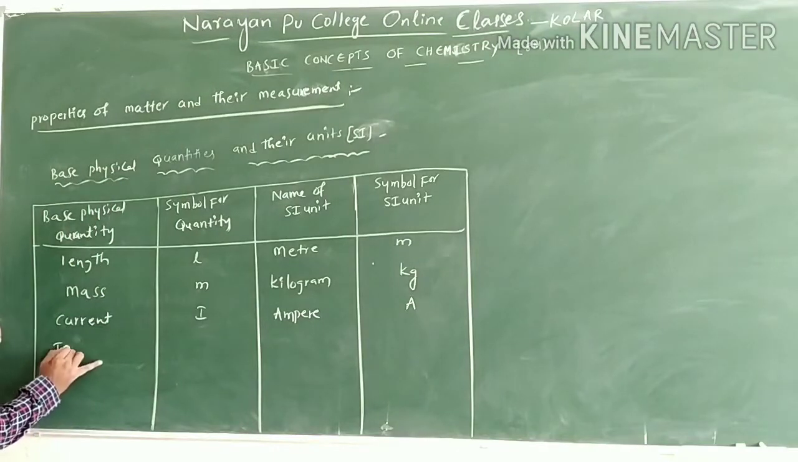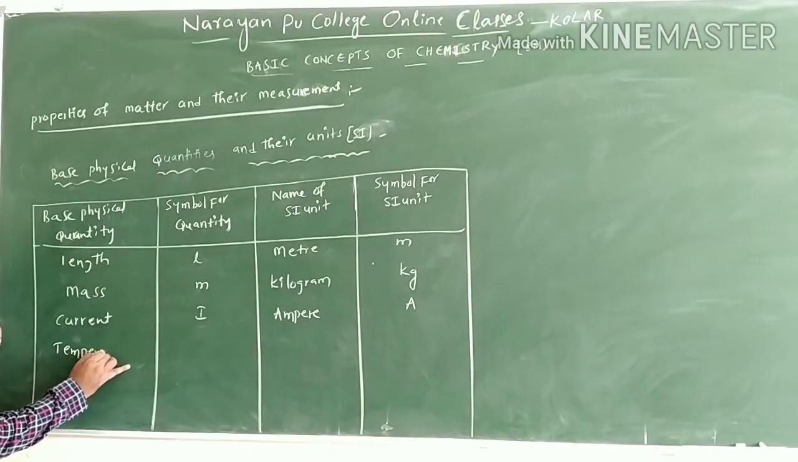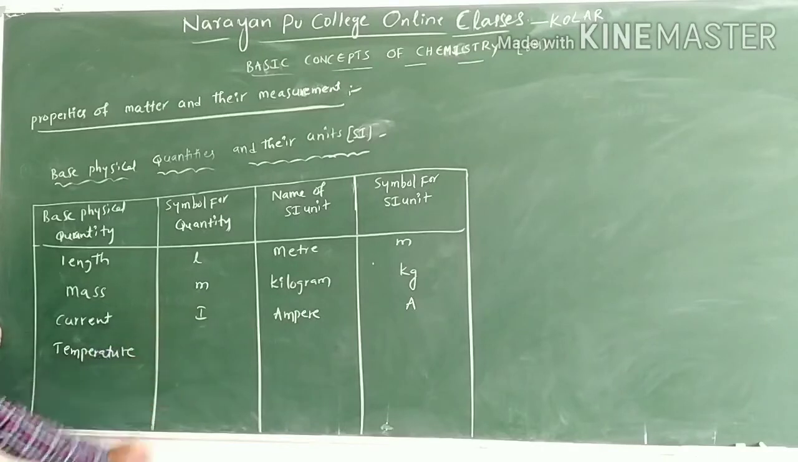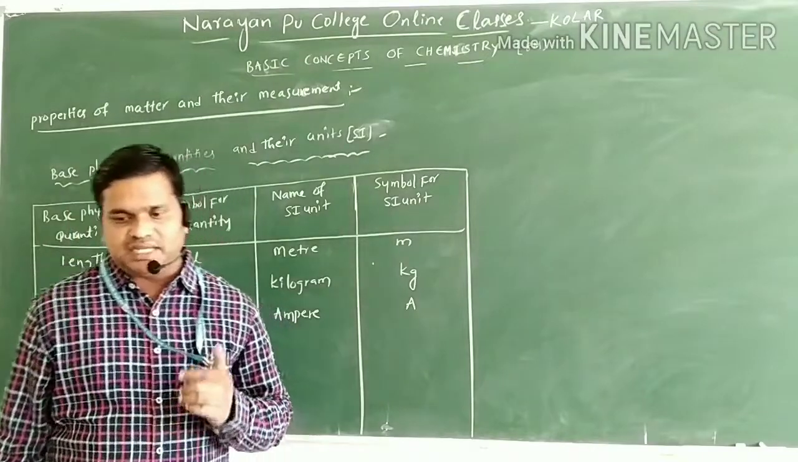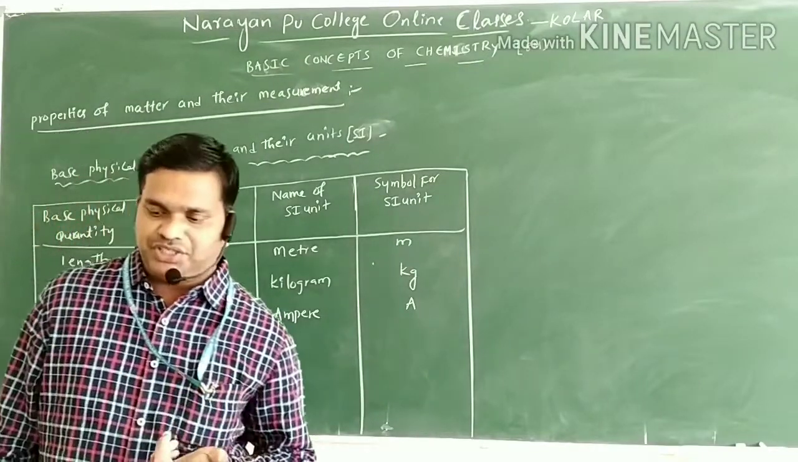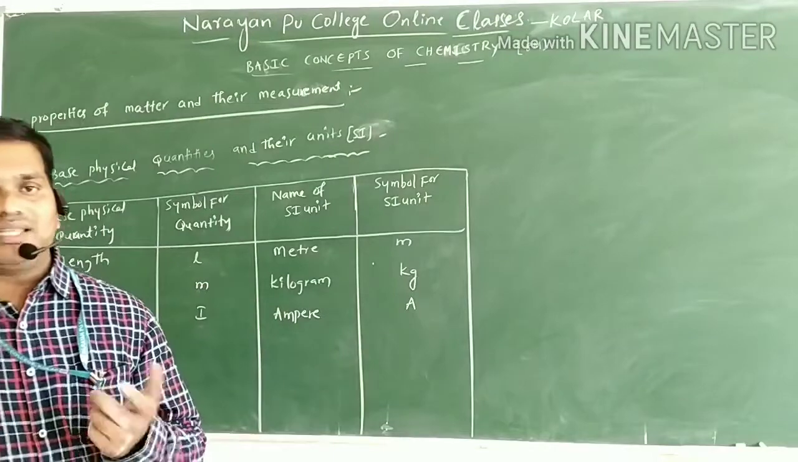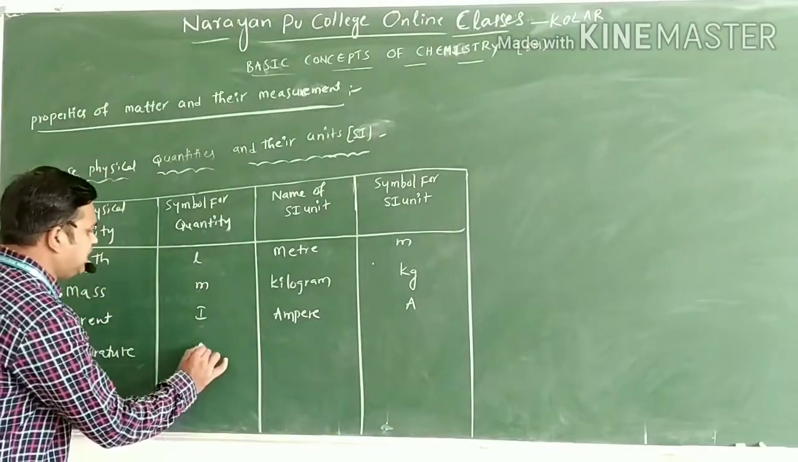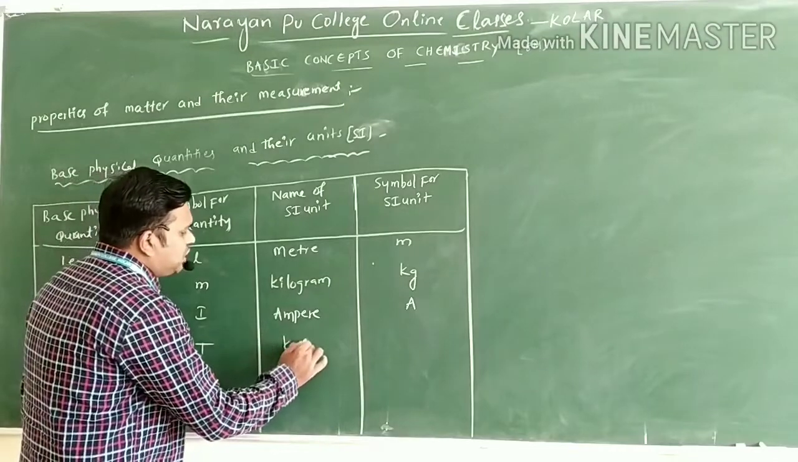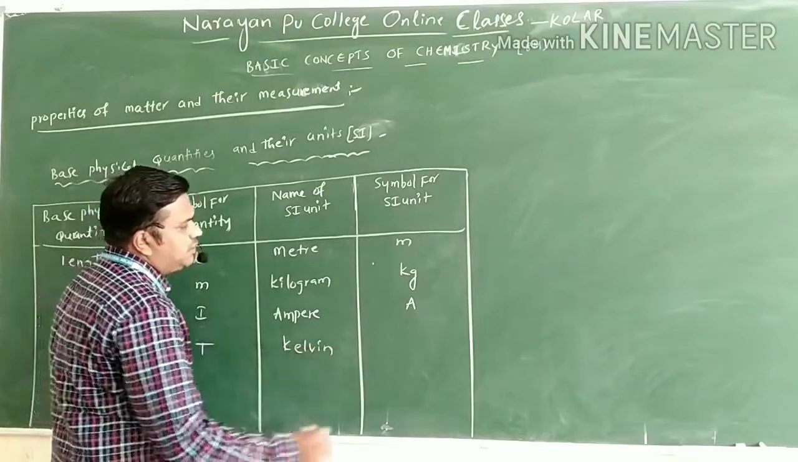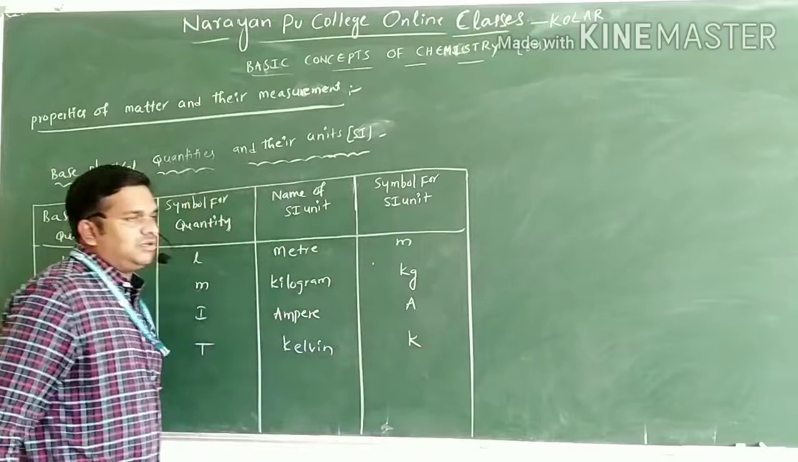Okay, and the next one we have is temperature. Temperature generally has three different types of scales. How many scales do we have? Three different scales. Temperature is generally written as capital T here. So what is the SI unit of this one? We have kelvin, and we write K.